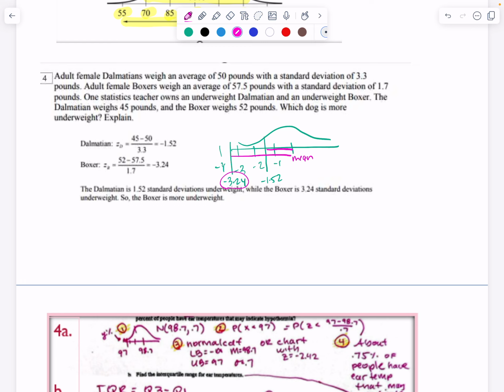You have to make sure that you build the connection. You just don't say, hey, this is a lower z-score. Then tell me what that means. That means that it is more underweight.